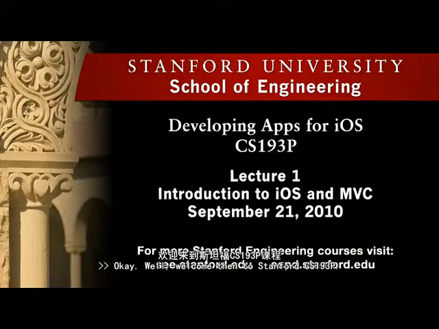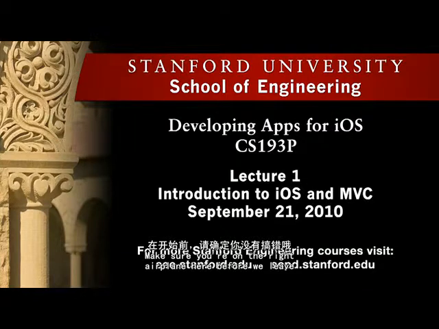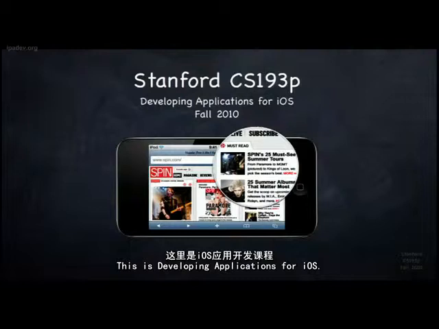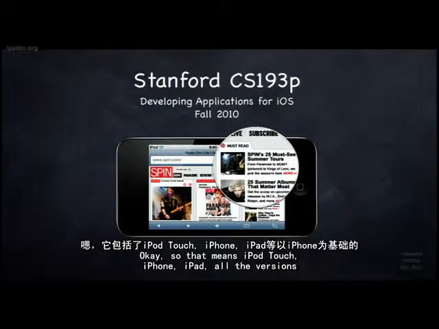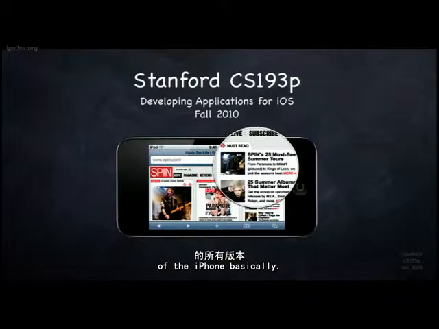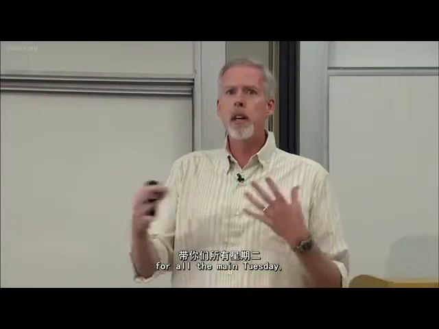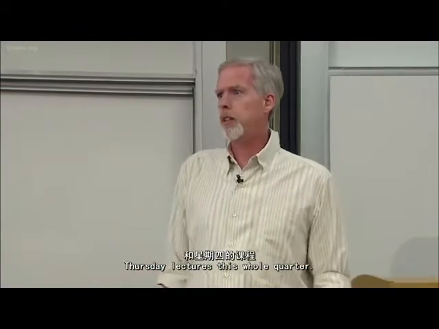Okay, well, welcome then to Stanford CS193P. This is fall of 2010 quarter. Make sure you're on the right airplane here before we leave the gate. This is developing applications for iOS. Okay, so that means iPod Touch, iPhone, iPad, all the versions of the iPhone basically. But we're going to focus mostly on iOS 4, which is the latest version. My name is Paul Hegarty. I taught the course last quarter, and I'll be your lecturer for all the main Tuesday, Thursday lectures this whole quarter.